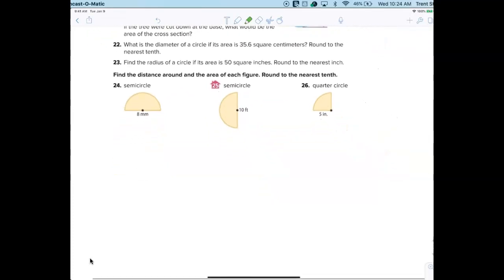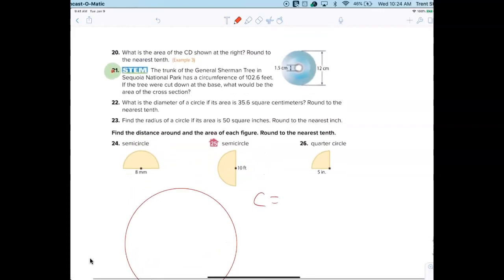102, so we're going to draw a circle now for number 21. All right, and there's the tree circumference. That circumference said was, how big around is it?